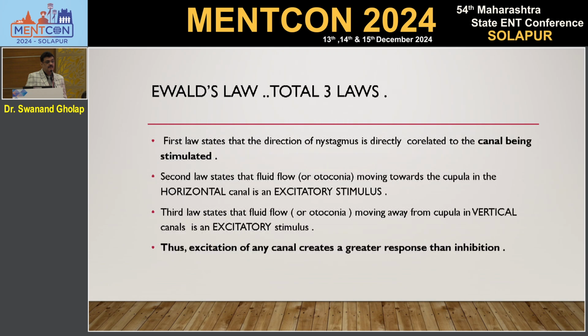There is one more important law called Ewald's law. It can be divided into three types. First law states that the direction of the nystagmus is directly correlated to the canal being stimulated. Second law states that the fluid flow or otoconia moving towards the cupula in the horizontal canal is an excitatory stimulus. And third law states that fluid flow or otoconia moving away from the cupula in the vertical canal is excitatory. Thus, excitation of any canal creates a greater response than inhibition.